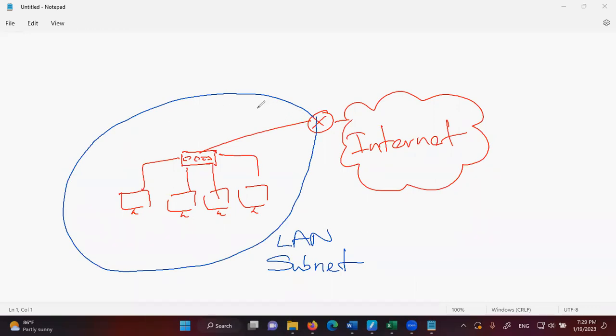To identify this entire subnet, we use an IP address which is called the network IP address. So we call this a network IP. This network IP is used to identify the entire subnet.